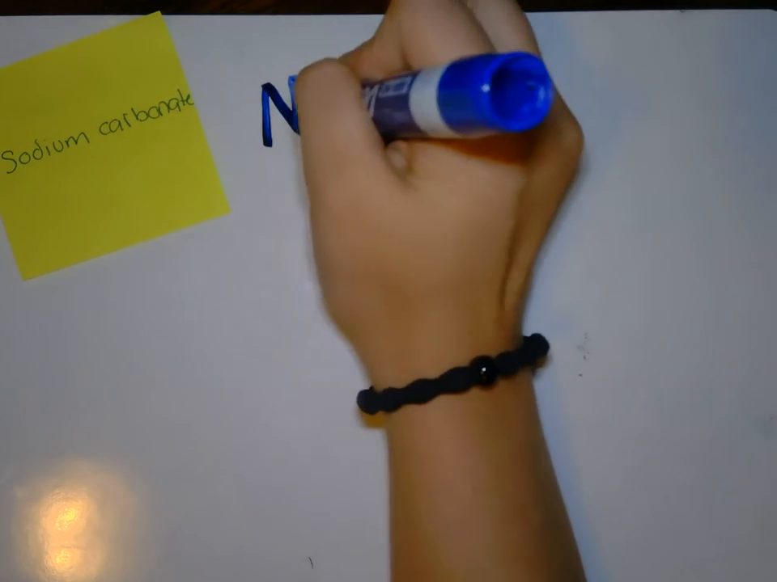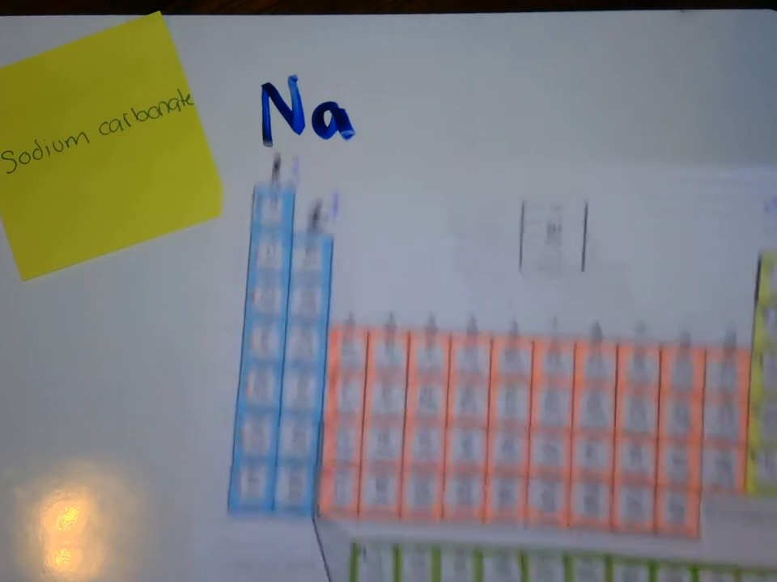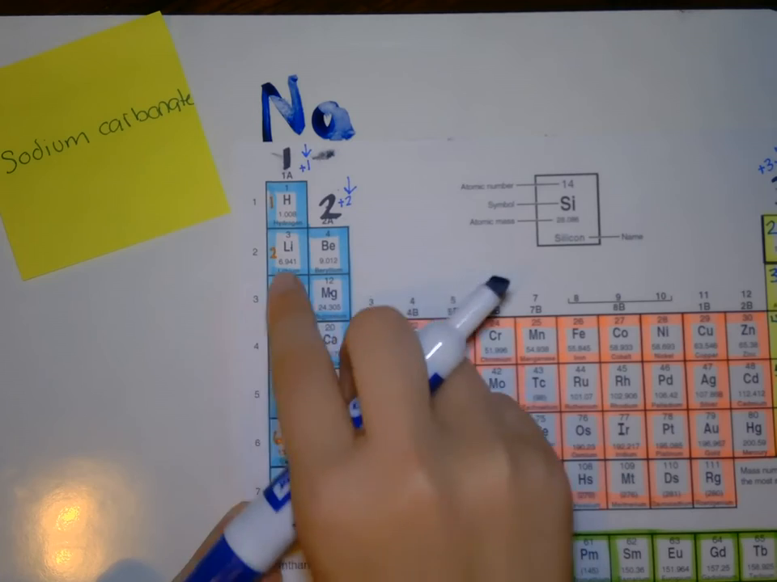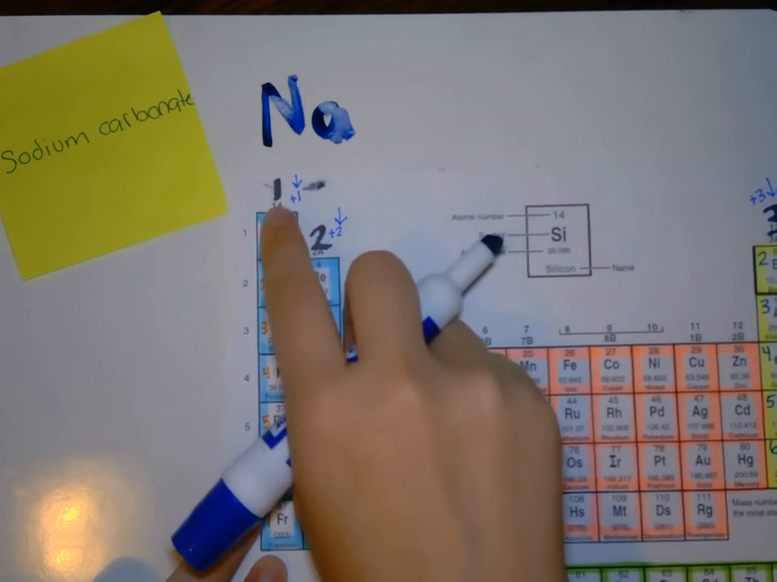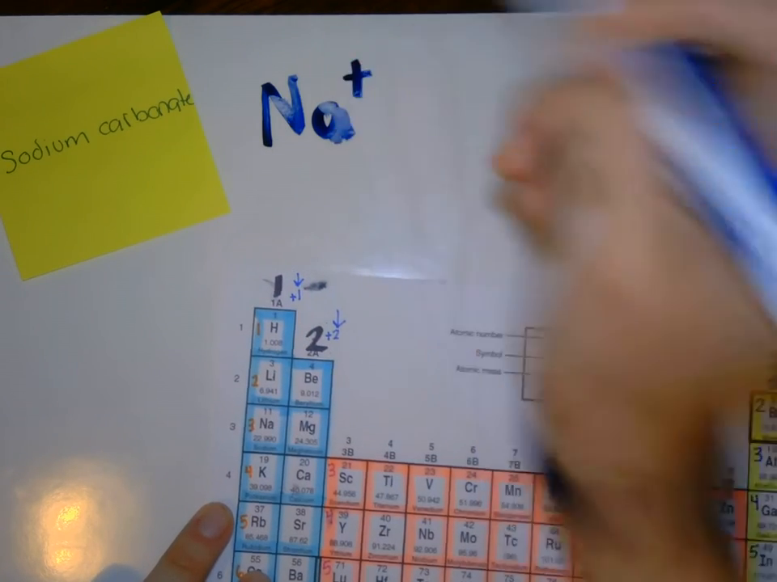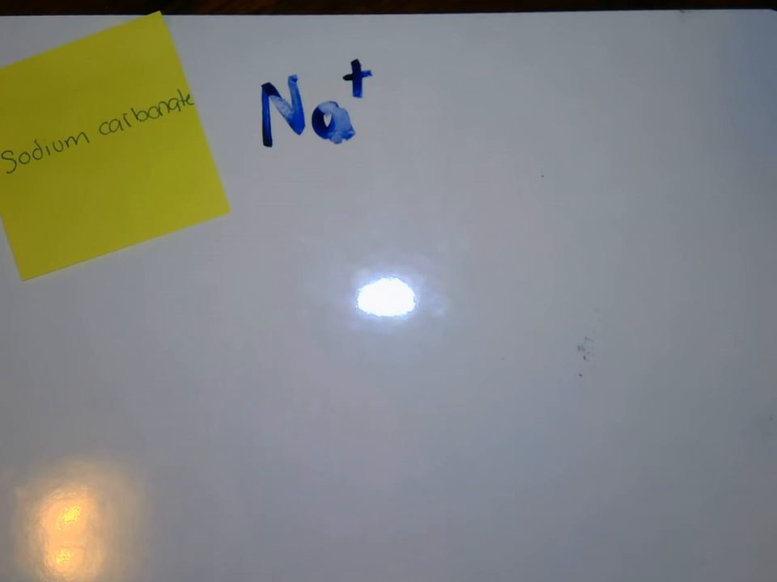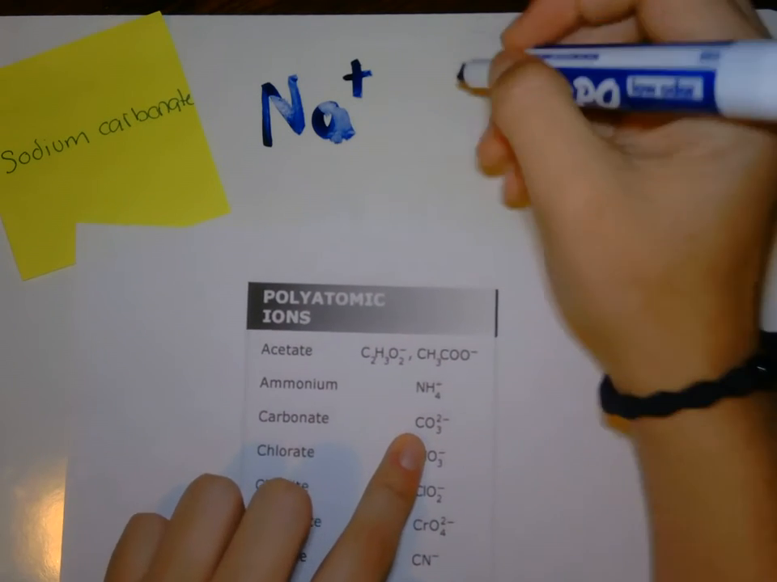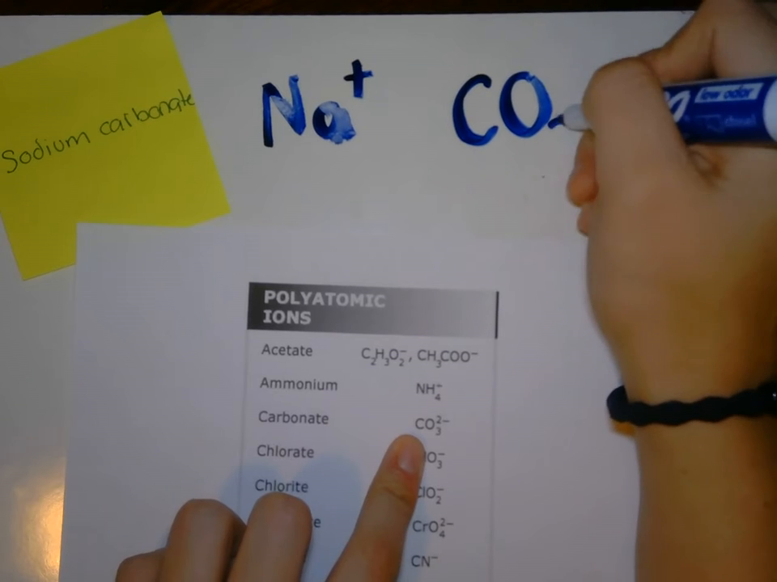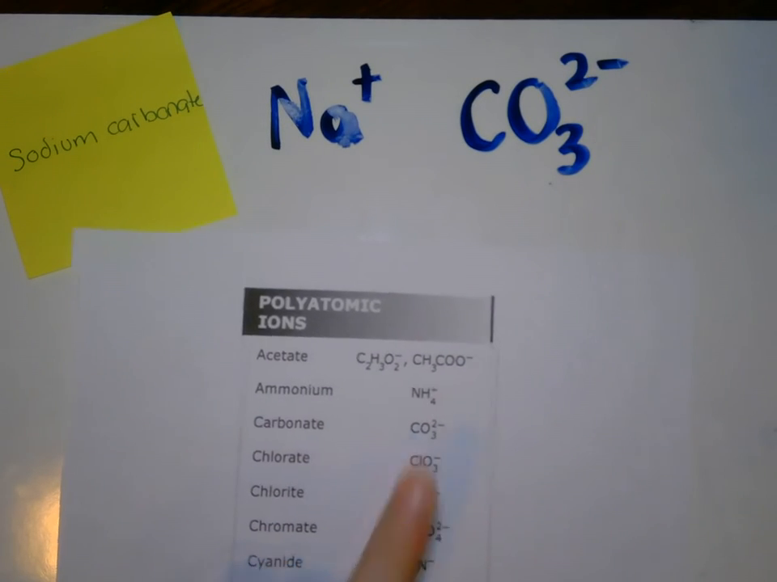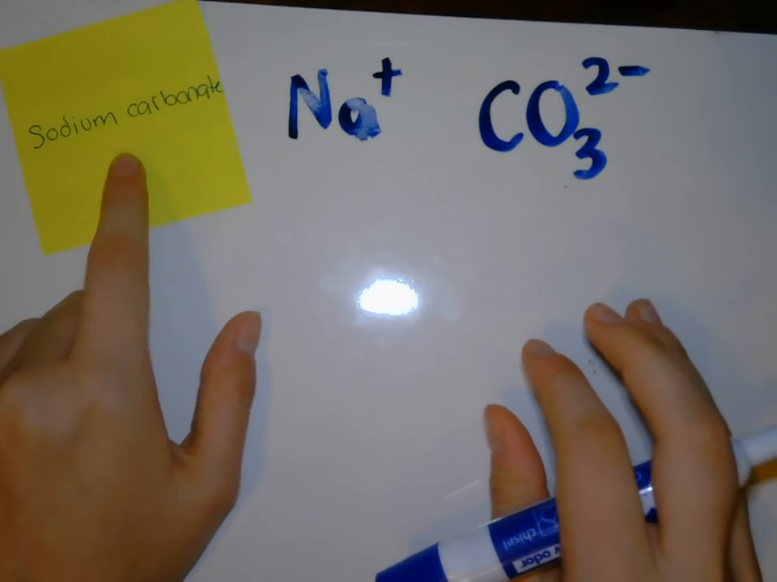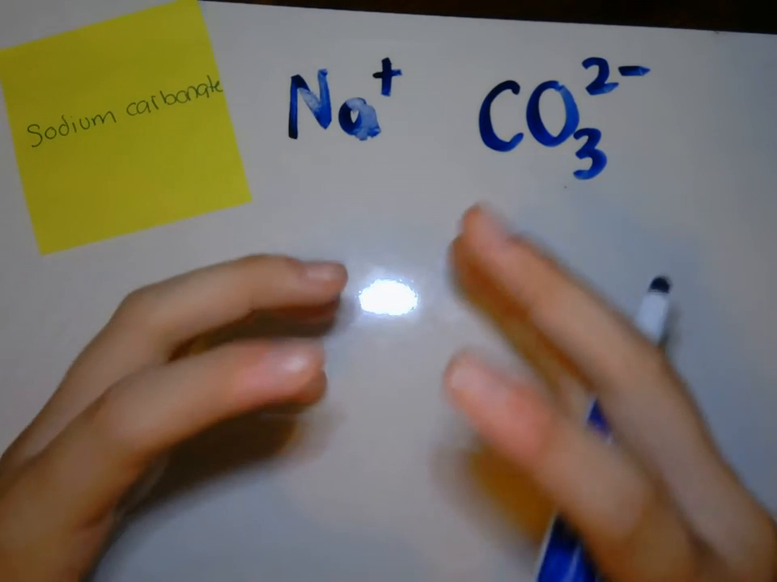So sodium, the symbol is Na. I know that sodium is in group 1, therefore it's going to lose an electron when it reacts, so it's going to have a charge of +1. So it's going to be Na+. And then I know that carbonate, I can find it on my polyatomic ions list, and it is a CO3 2-. So now I'm figuring out my charges because this needs to be balanced. It needs to be a neutral whole molecule.